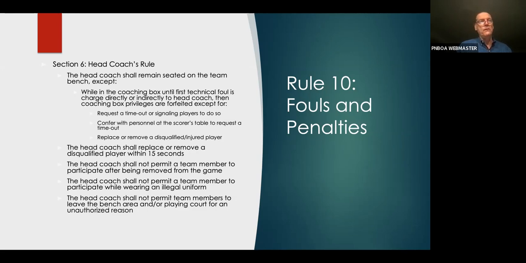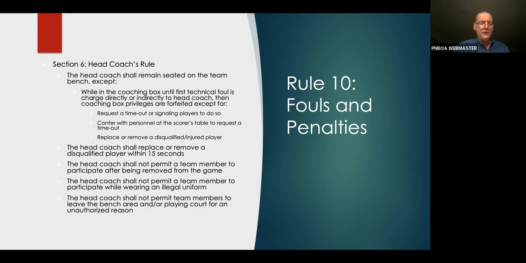So if the uniform, like the home team is supposed to wear white, and if they come out in blue and they don't have a white uniform, that would be an illegal uniform, and it would be a direct technical to the coach, and they would lose their coaching box privileges for the rest of the game, which goes a little bit against my conduct versus my sportsmanship versus, you know, administrative kind of thing. But sorry, it is what it is. So if there's an illegal uniform, the coach ends up getting a direct technical foul.